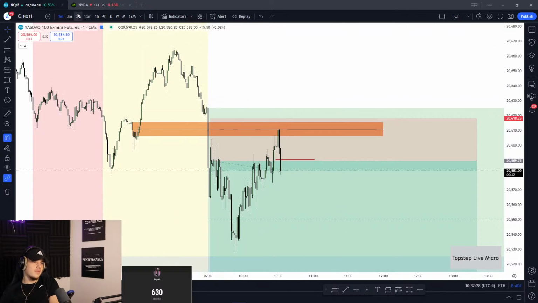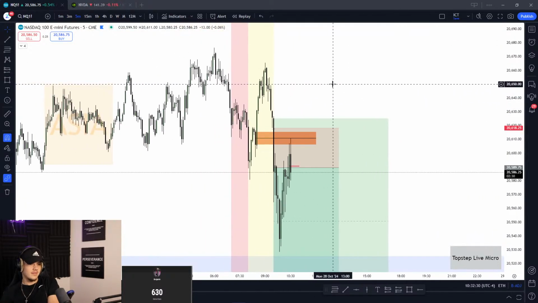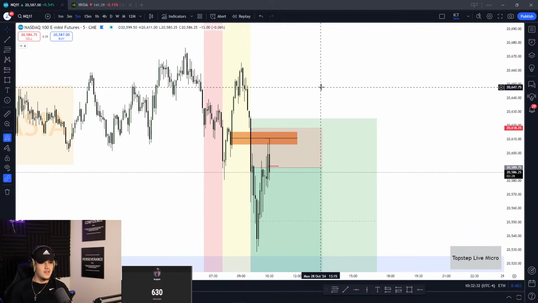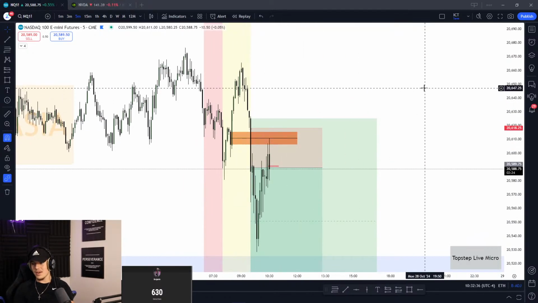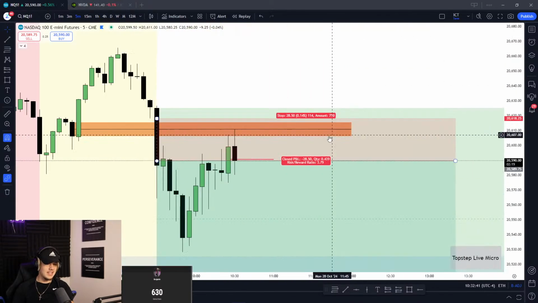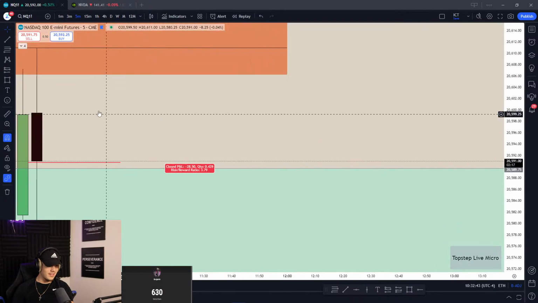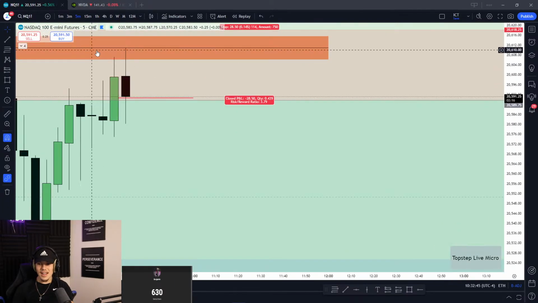Great reaction. Finally. Some speed to the downside. Very clean reaction on mean threshold or the breaker body. Very clean reaction. Like that's algorithmic right there, dude. Tell me that is not algorithmic.